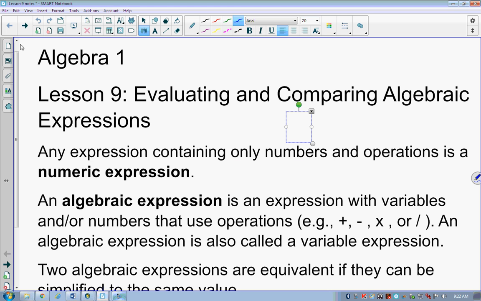Algebra 1, Lesson 9, Evaluating and Comparing Algebraic Expressions. Again, if this wasn't your least favorite class before now, this might push it over the edge.